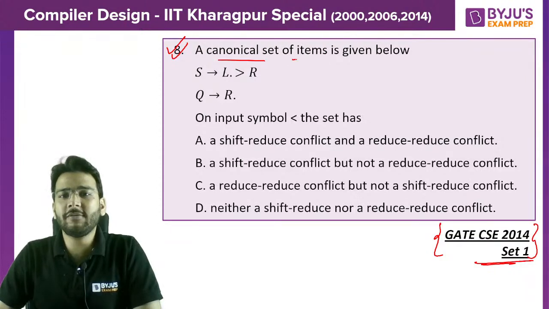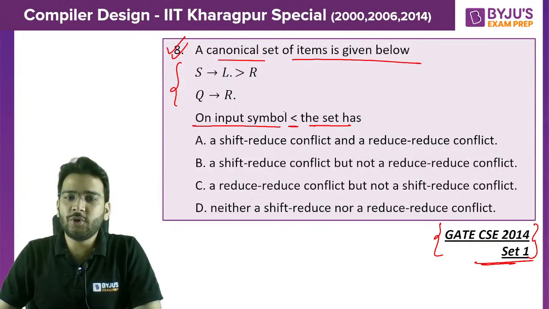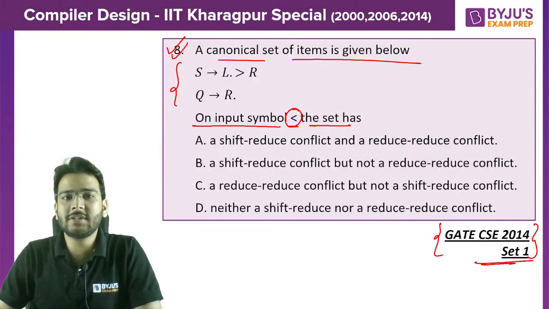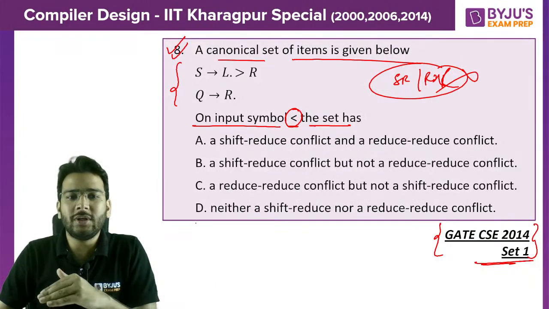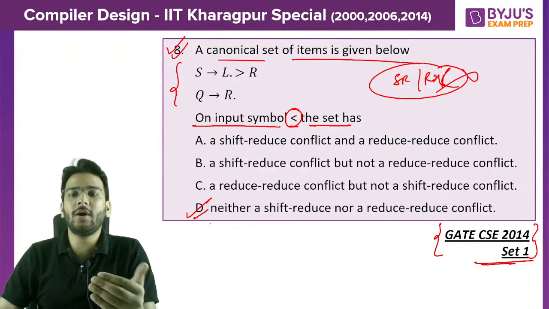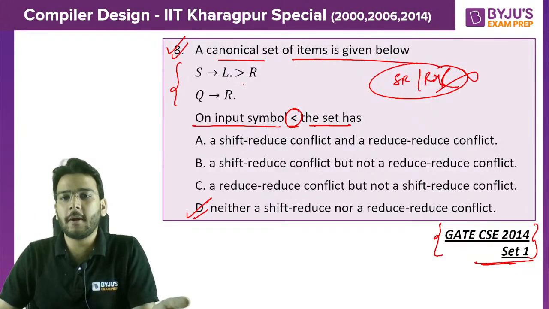A canonical set of items is given below. On input symbol, the set has. Now first observe, do you have this symbol here in this grammar? Not at all. That means there is no chance of SR or RR conflict. No chance at all. Clear? So it is neither a shift reduce nor a reduce conflict, because the symbol it is talking about is not present in the grammar.